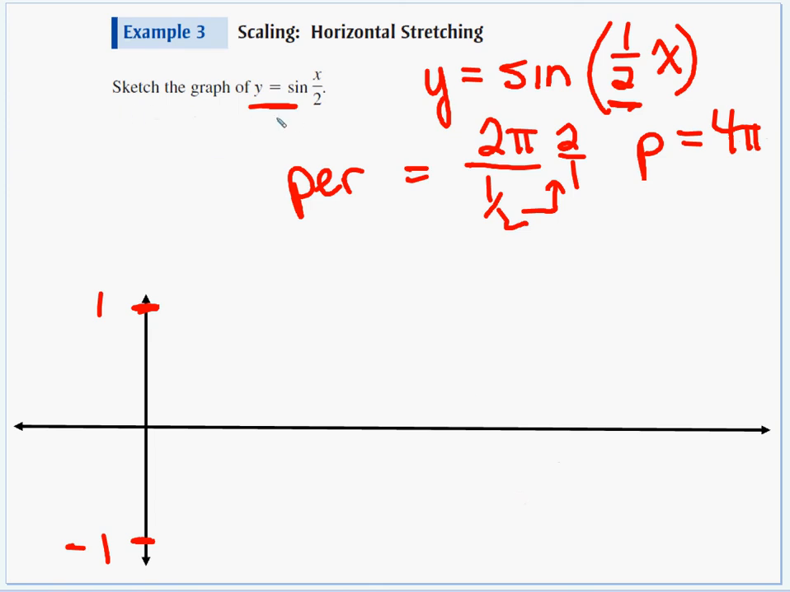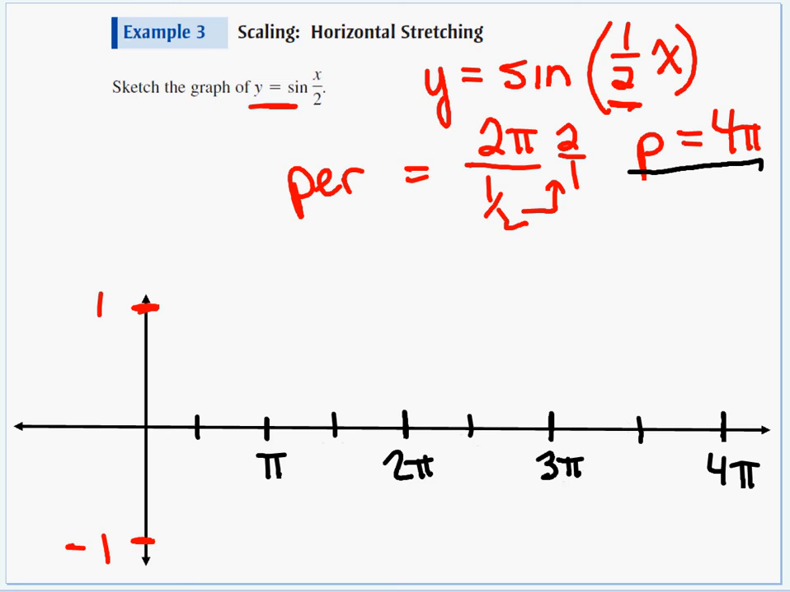Now, in the example, they did not tell us how many cycles to graph, so let's just graph one. Since our period is 4 pi, we're going to go from the origin out this far. I'm just going to call that 4 pi. And I'm going to eyeball it, cut that in half. That's 2 pi. Eyeball that, 1 pi. And then here, 3 pi. Now we don't need the halfway marks, but I'm just going to mark them.